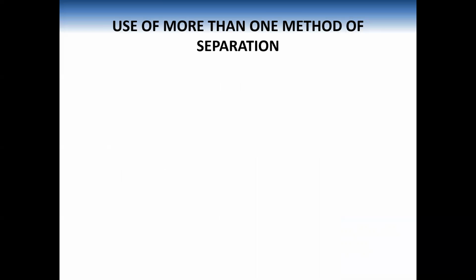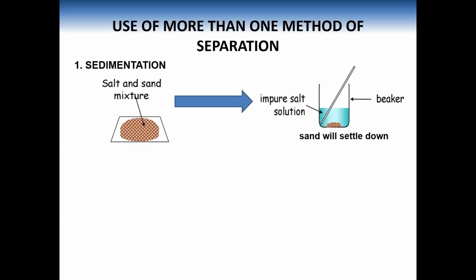Use of more than one method of separation. In order to separate different components of a mixture, we can also use different methods of separation. For example, there is a mixture of salt and sand, and you have to separate the salt from the sand. Then you have to use different methods of separation. The first method is sedimentation. In a mixture of sand and salt, you add some water. We know that sand is heavier than water, so it will settle down at the bottom of a beaker, whereas salt can dissolve in water.